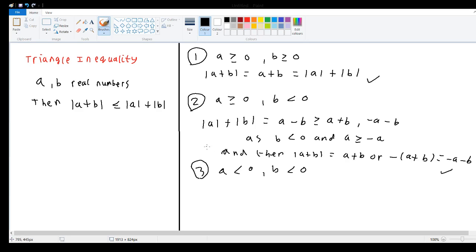Now, make sure you memorize the statement of the triangle inequality. It's very useful, and you should always try and use it if you can. It will often help your problem. Not always, but a lot of times it will be quite useful.